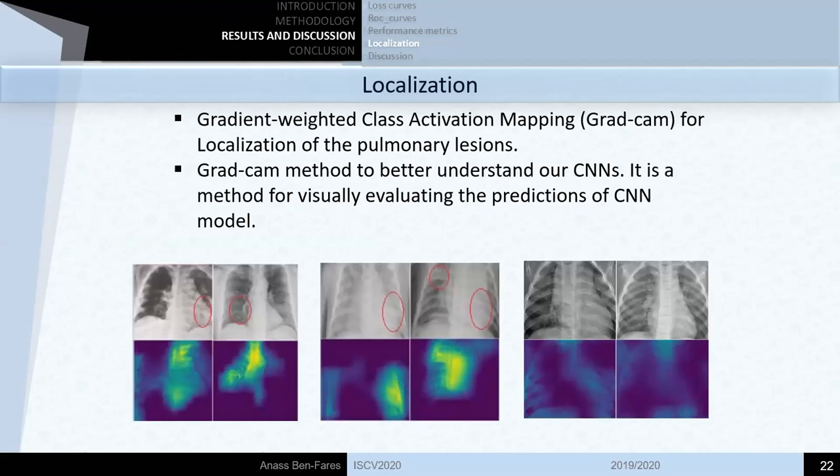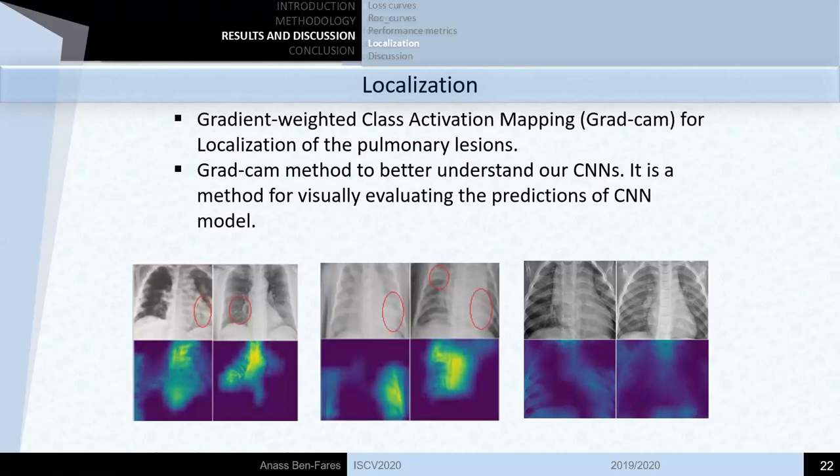So those images show us the regions of interest obtained by our algorithm, corresponding to three classes: the normal on the right, pneumonia in the middle, and COVID on the left. The blue color was assigned to pixels which presented a weak gradient and which did not contribute to the classification by our model.